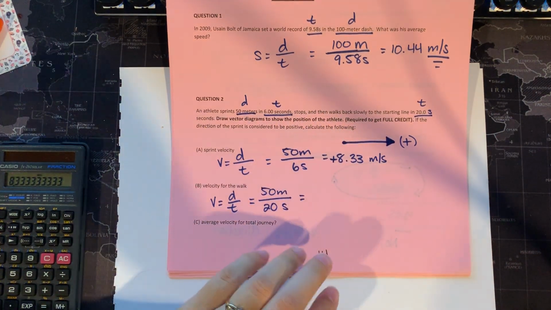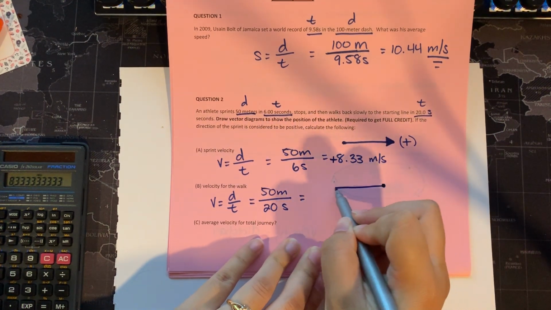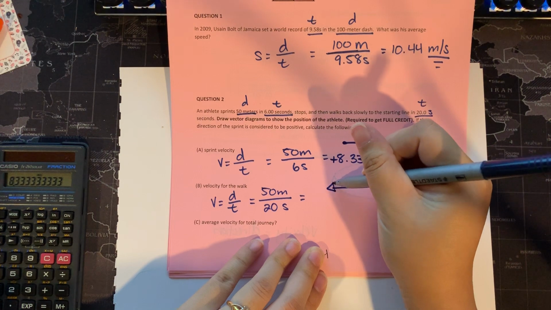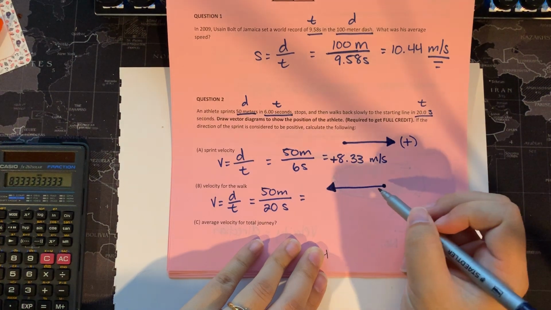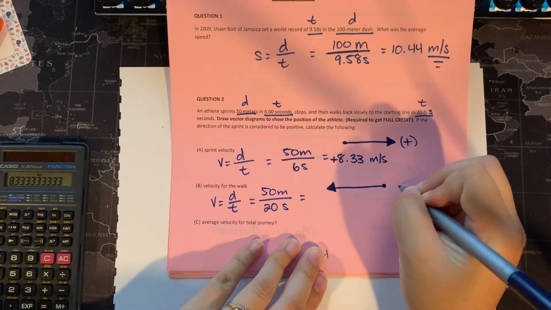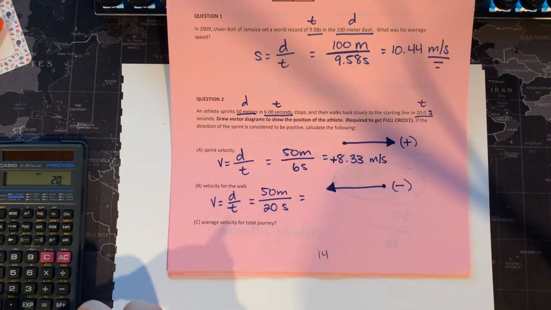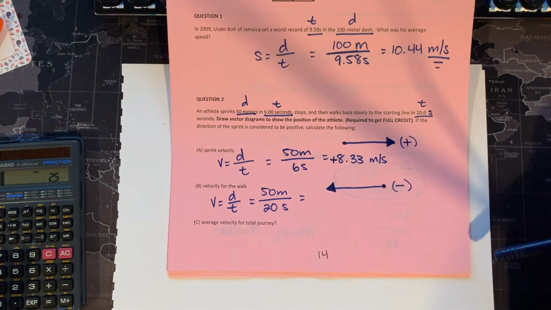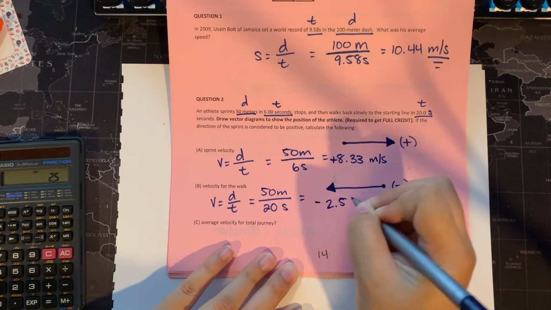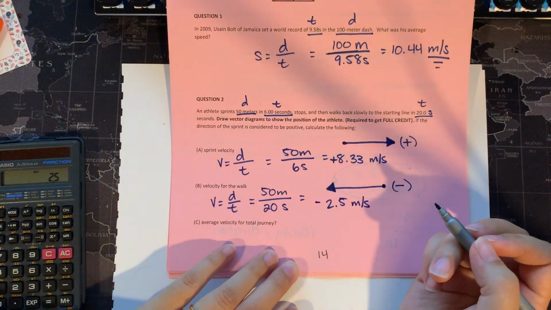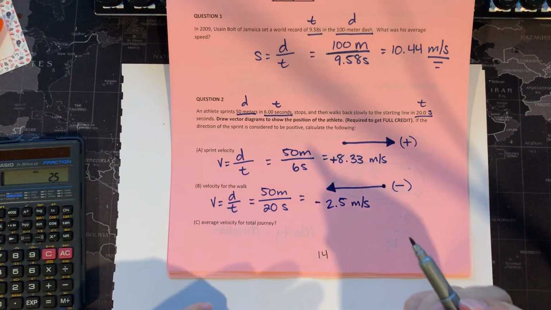Okay, so now you draw your vectors, okay? He's walking back, so it's walking backwards now. It's walking back this way. Okay, so if we said this was positive, this is going to be what? It's going to be negative. Okay, so 50 divided by 20, you're going to end up with 2.5, okay? So it's going to be negative 2.5 meters per second, okay? Why is it negative? He walked backwards, okay?